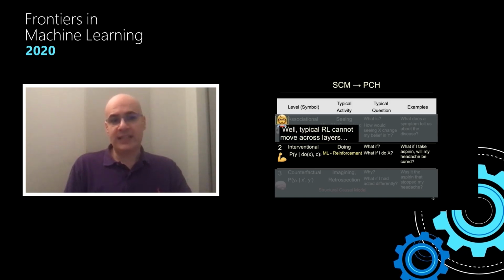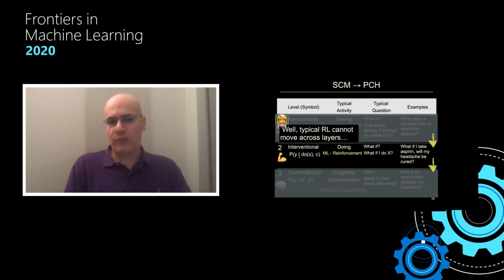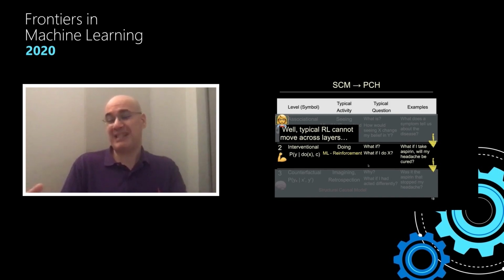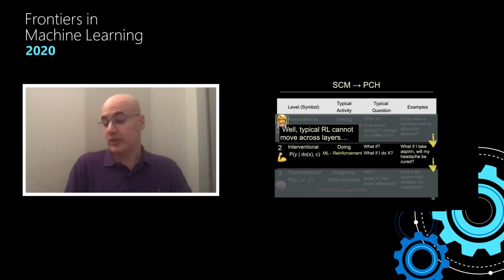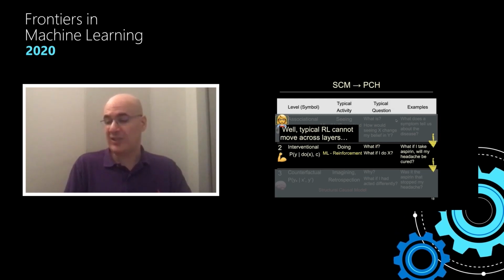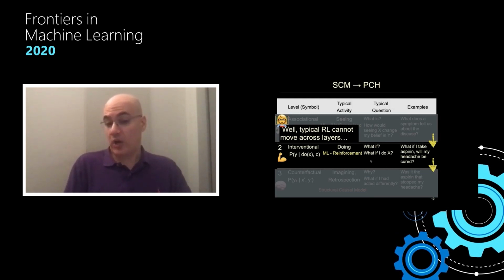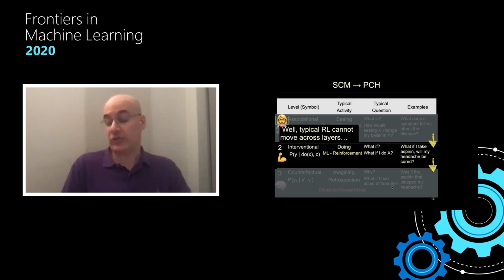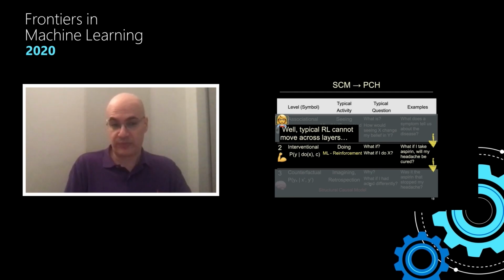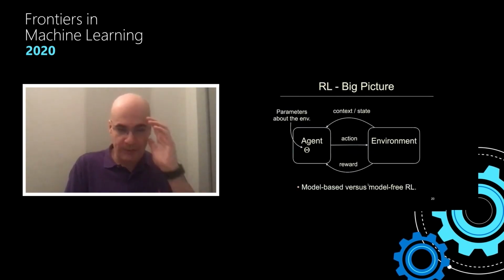Now my comment here is that typical RL is usually confined to layer 2 or a subset of layer 2. Usually we cannot move from layer 1, we cannot leverage the data that is from layer 1, or very rarely. And RL also doesn't support us to make statements about layer 3 or about counterfactuals. Then that's the global picture.